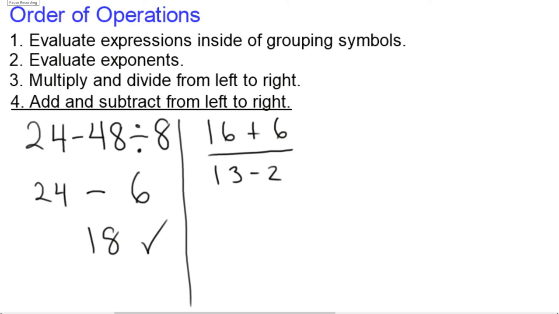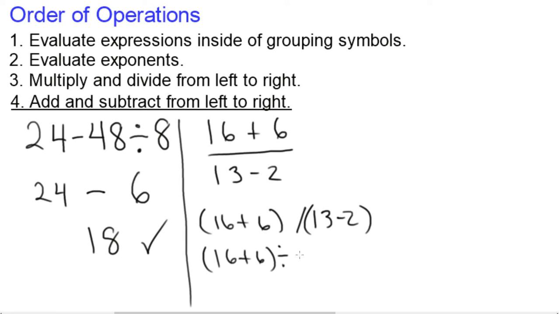Let's look at the next example. I have 16 plus 6 over 13 minus 2. Now this is tricky because remember we said we don't do addition and subtraction until last. But this is really 16 plus 6 in parentheses divided by 13 minus 2. So when you see a problem like this, remember this is a trick, or you can look at it this way, which would be very clear if we use this type of division symbol.